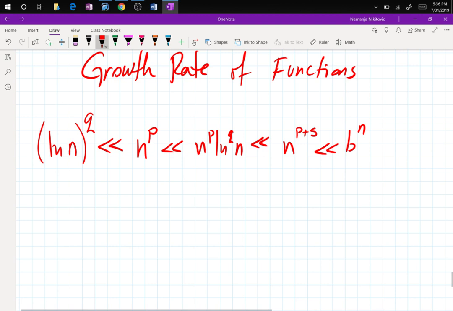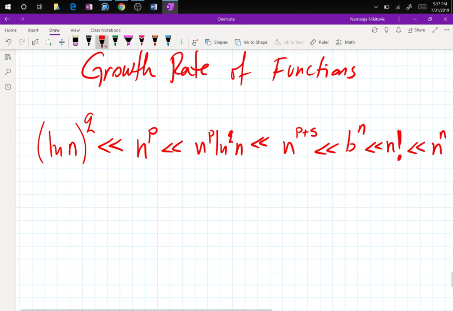Are we done? No. There is something that is called factorial, and factorial is going to grow faster than exponential. And then finally, at the end of this list, is our good friend, which I call the boss function, n to the n.